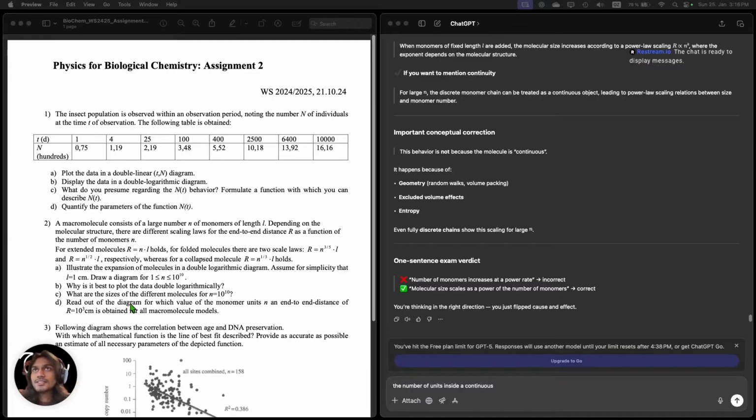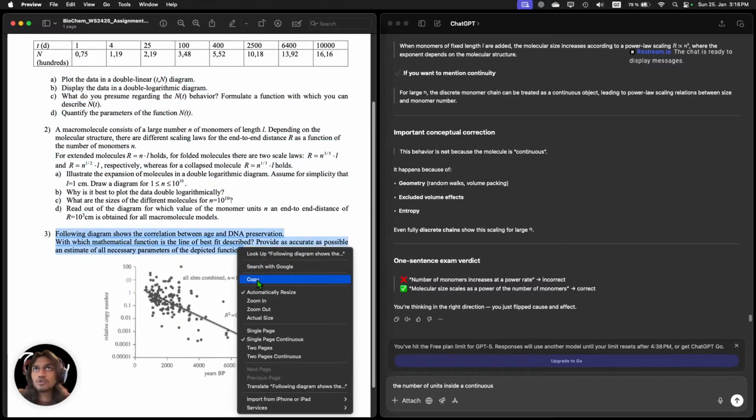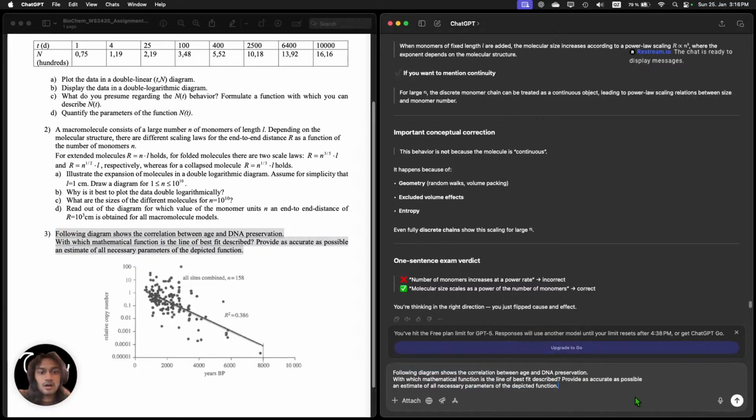So I was doing this, I did that. Now we got the last one, the last question, and then this assignment is over. Then I have to start with the biochemical kinetics. Okay, I have a graph on the assignment. How can I show that to you?